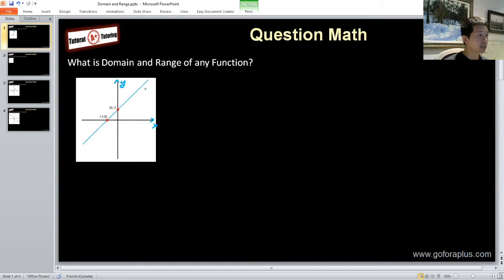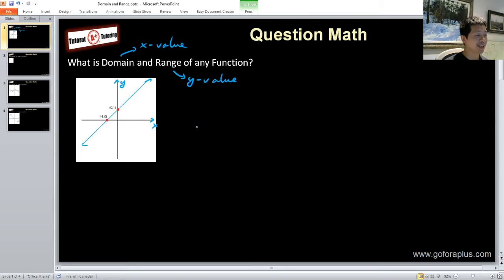In this case, this function is actually continuous. It continues from negative infinity up to positive infinity. We are only looking at the values on the x-axis, because each point has an x and y coordinate, right? So the domain of a function is basically all the possible x values. Range is all the possible y values.